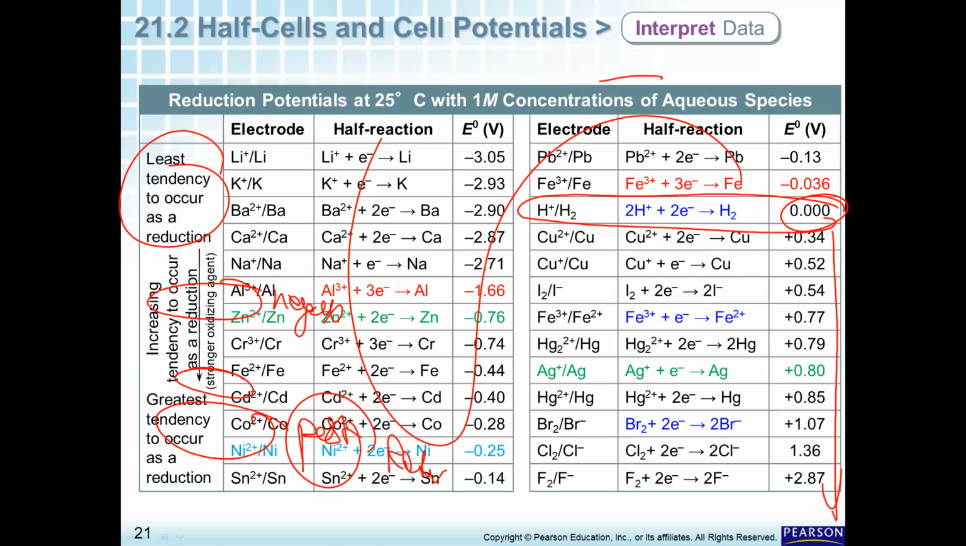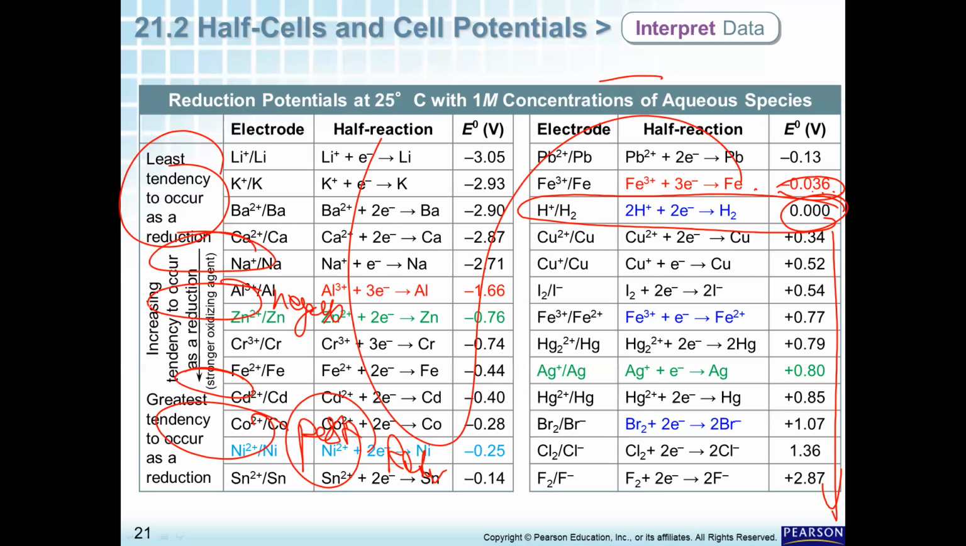But if we have two positives, then the one which is more positive. If they are both negative, the least negative. For example, compare this one, which is negative 0.036, with aluminum, which is marked in red. This is negative 0.036 and that is negative 1.66. Which one will undergo reduction? This one, the iron. Why? Because it is less negative.